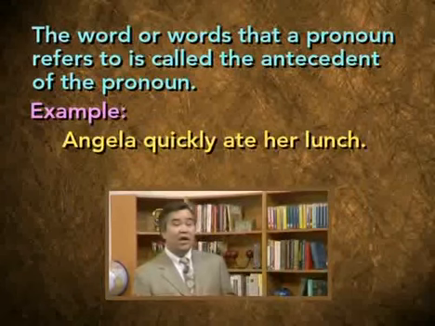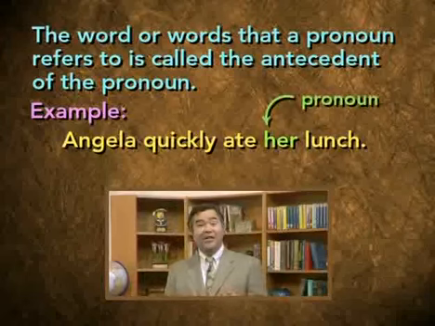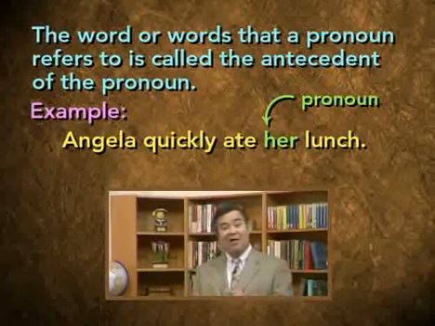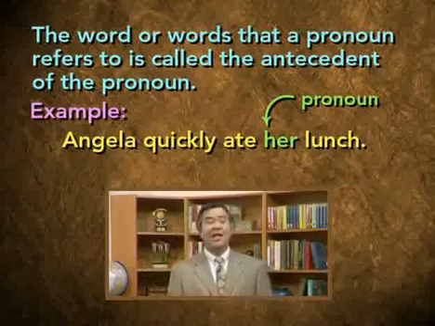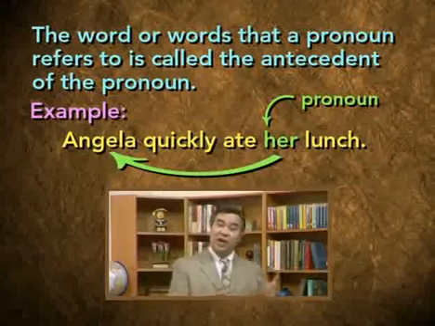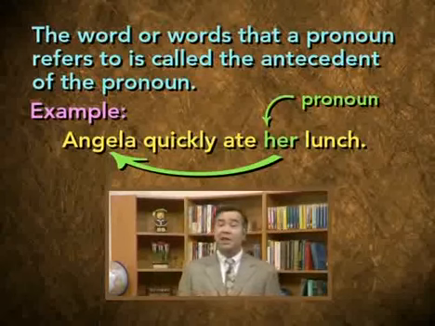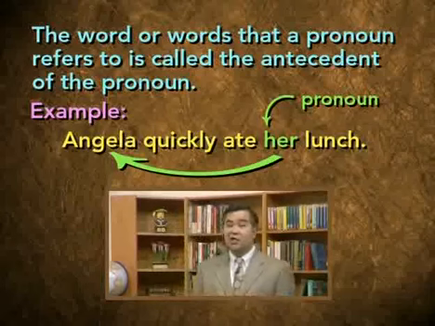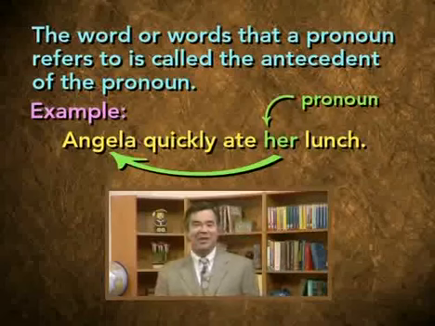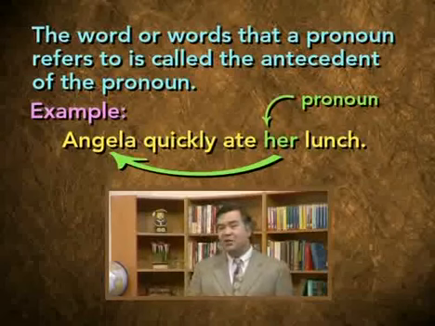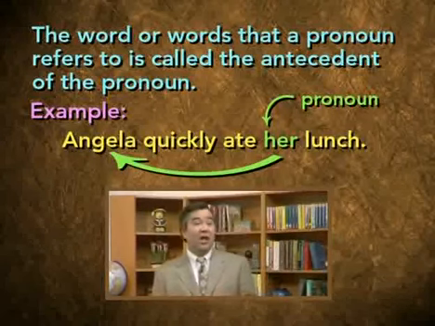Angela quickly ate her lunch. What pronoun do you notice in this sentence? The pronoun is her. Now, what noun does the pronoun her refer to? Or what noun does the pronoun her take the place of? It refers back to Angela. It takes the place of Angela because in writing this sentence, the author could have repeated that noun Angela. The sentence could have said, Angela quickly ate Angela's lunch. But that sounds a little awkward and repetitious, doesn't it? So instead, the writer substituted the pronoun her for the noun Angela's and wrote, Angela quickly ate her lunch.